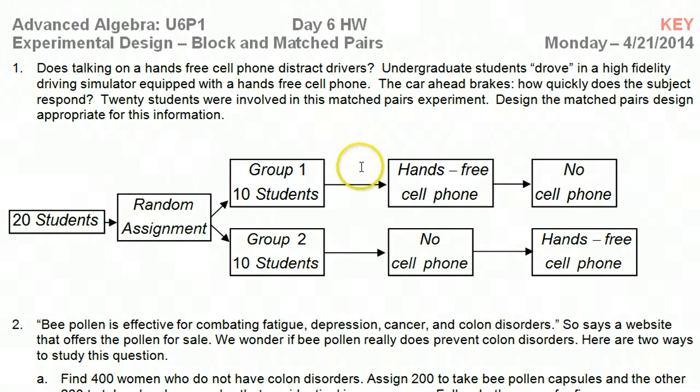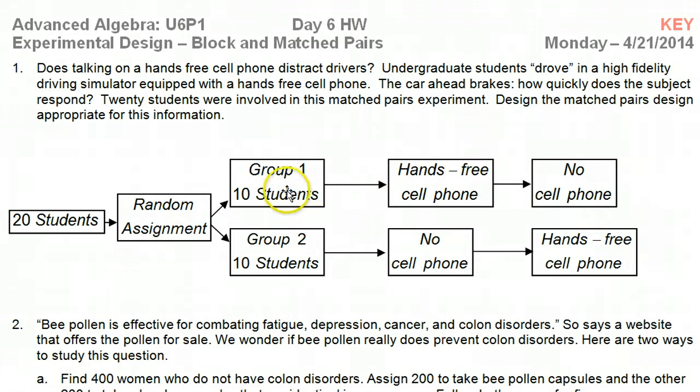Alright, so this is the idea right here. For example, maybe Group 1 first tries their luck with a hands-free cell phone, and then they run the simulation again without the cell phone, and then they compare those results. While Group 2 does it first with no cell phone and then with the cell phone. Okay, the only thing that's missing here is, again, we need to mention how the groups are assigned the order.